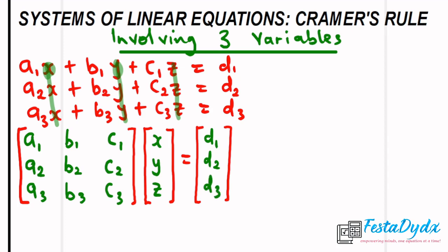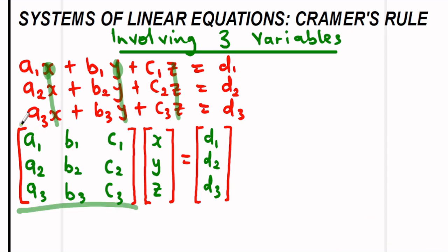So the next thing we'll have to do is to look for the normal determinants. We have to look for the determinant of this first. Then after getting this determinant, we now have to look for the determinant of the coefficient of x, the determinant of the coefficient of y, and the determinant of the coefficient of z.